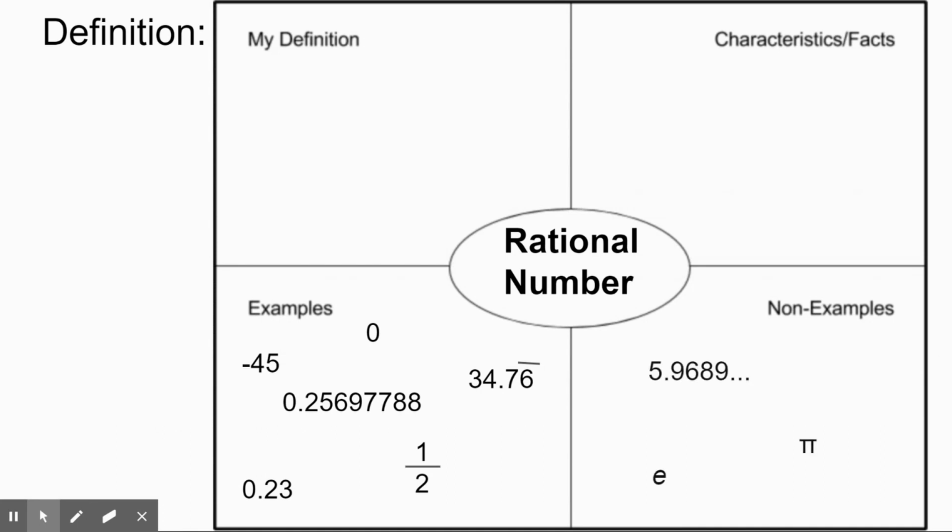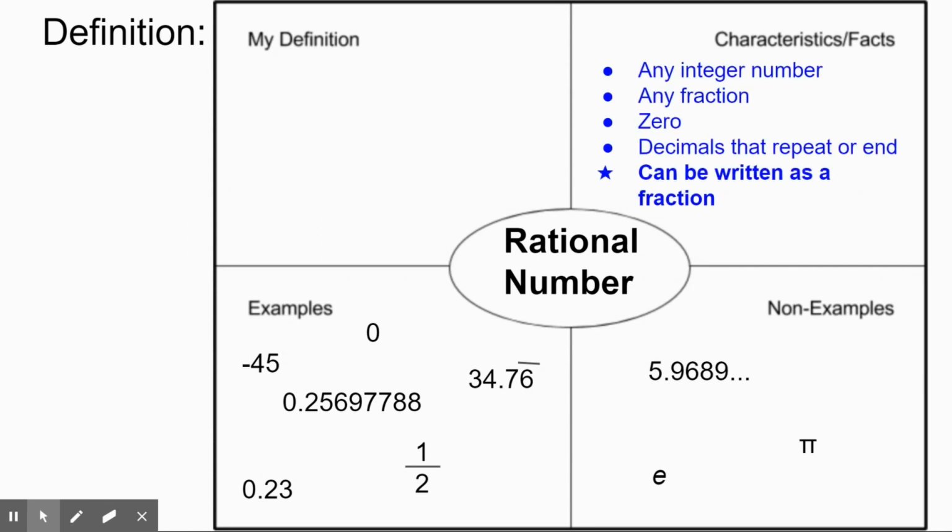As for non-examples, we have things like 5.9689, and then it just keeps going. Because it's got the dots, that means it's never going to repeat itself. It's just going on and on and on forever, without any patterns. We have also some very famous numbers like e, which is 2.7 something or other, and then pi, which is, of course, 3.14, and then it also keeps on going on forever. So, based on the examples and non-examples, take like 30 seconds to think to yourself, well, what is the difference between the two? What would make a rational number versus something that's not a rational number?